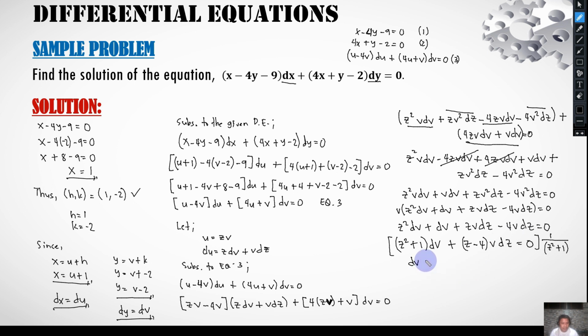So, plus, dito is 1 over z squared plus 1 times dito. So, mangyayari is magiging z minus 4 over this z squared plus 1. Okay? And this is v, and this is dz is equal now to 0.